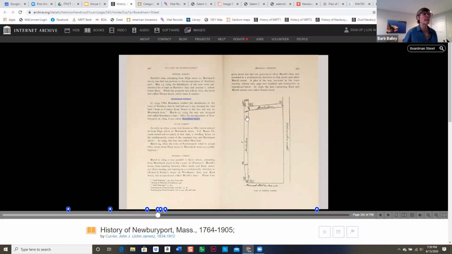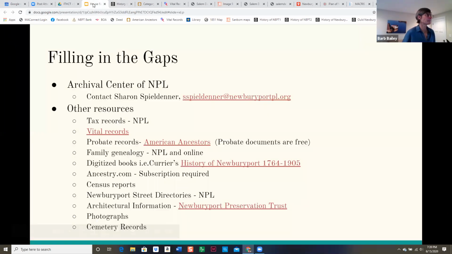So some of these digitized books are a wealth of information. Courier has several books out there. And if you're looking for information about a person who lived in your house, sometimes these books are helpful.